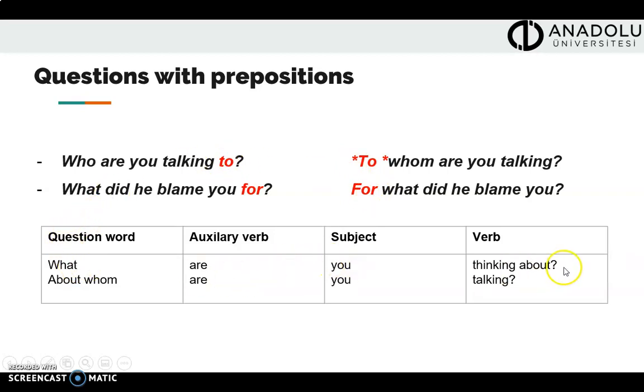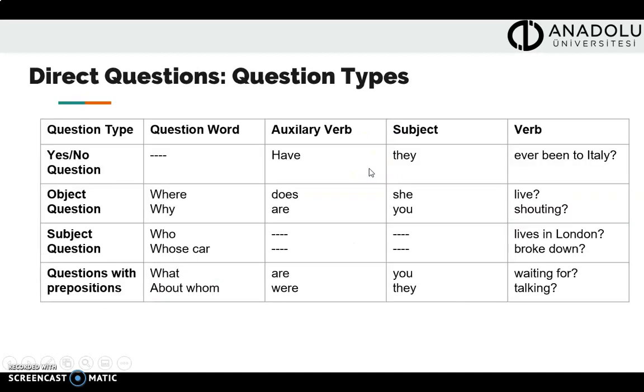What are you talking about? You see, about is at the end of the sentence. Also, you can use the preposition in the beginning. About whom are you talking? Be careful, if you use a preposition before who, we change it into whom. We don't use who, we use whom if you use a preposition at the beginning of the question.